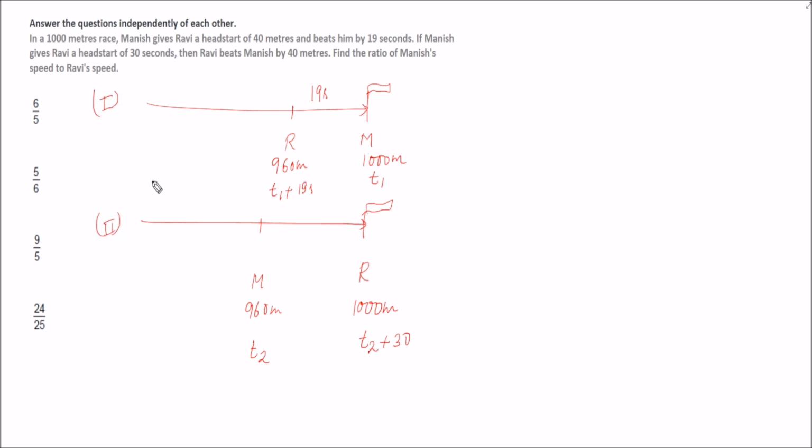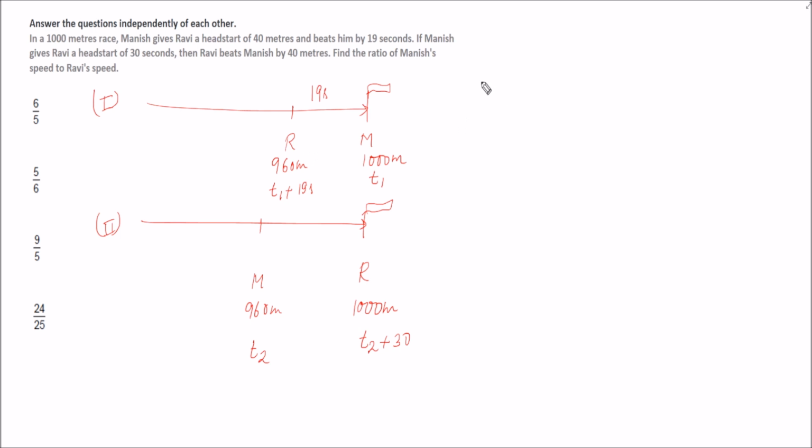Now, if you pay attention, you will realize that in both the cases, case number 1 and case number 2, the speeds of Manish and Ravi have to be the same. It is only because of the head start thing that these guys are losing the match one way or the other. So what I can straight away see is that I can equate the speeds of Manish in both the cases. The same thing can be done for Ravi also.